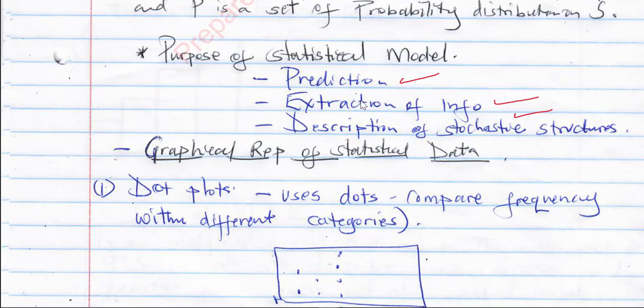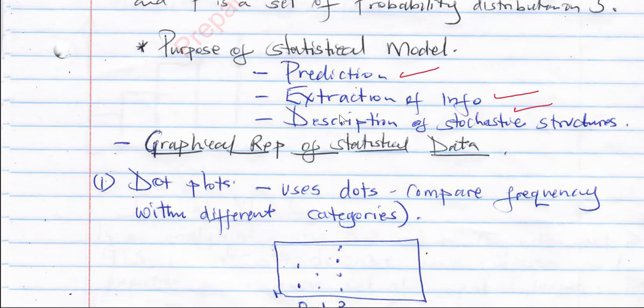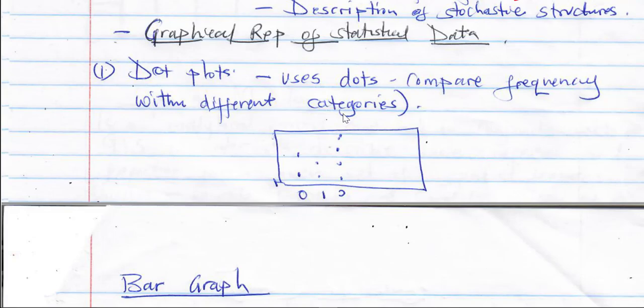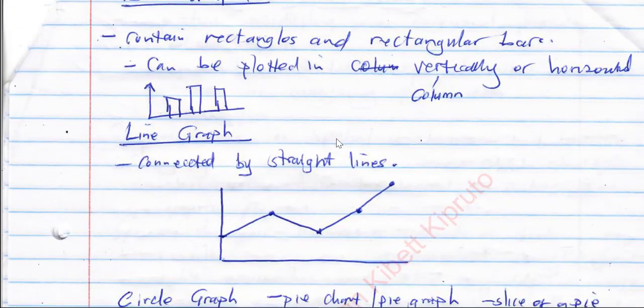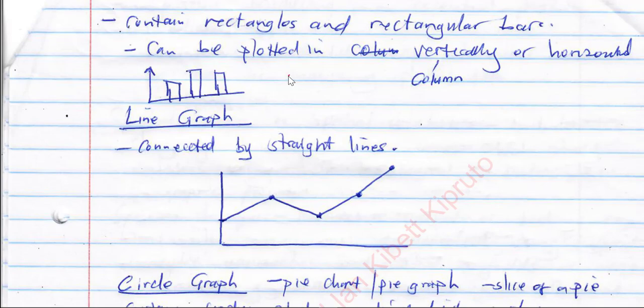Then graphical representation of statistical data. You can represent statistical data in many ways. You can use dot plots, where you use dots to compare the frequency with different categories. Those are just dots representing the data. That's a sample of a dot plot. Then you know the bar graph, a graph with bars. A bar graph can show you that this year this is the amount we got, and this year this amount.